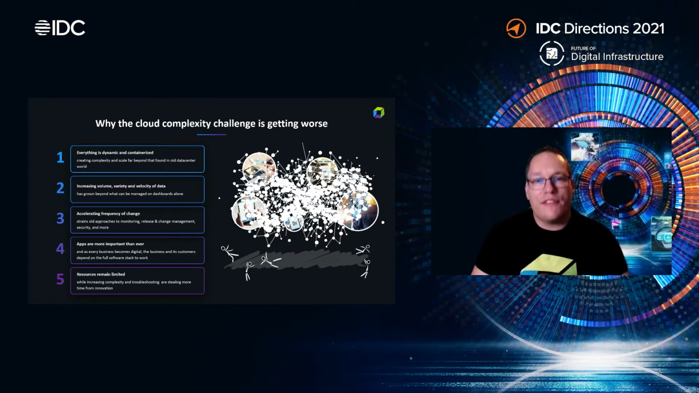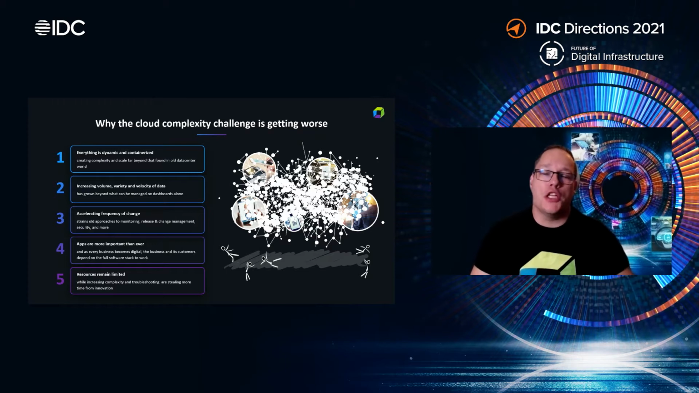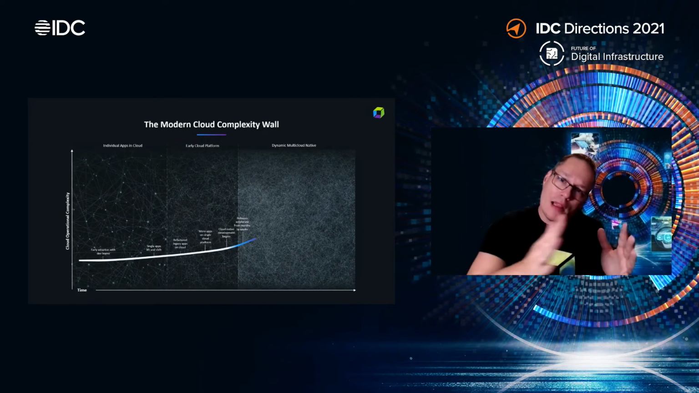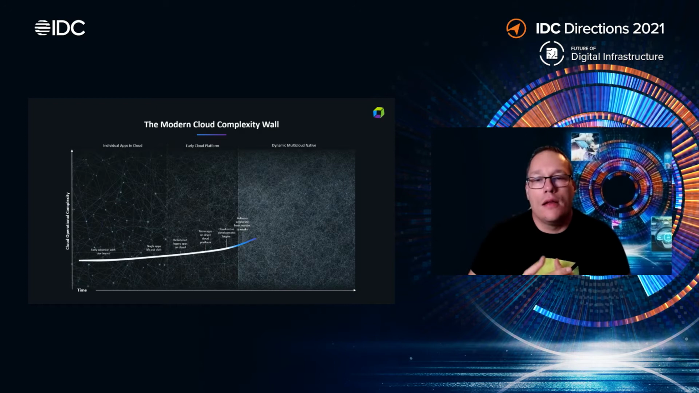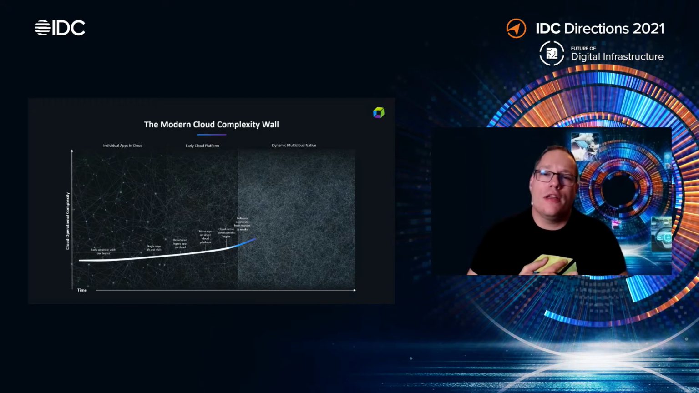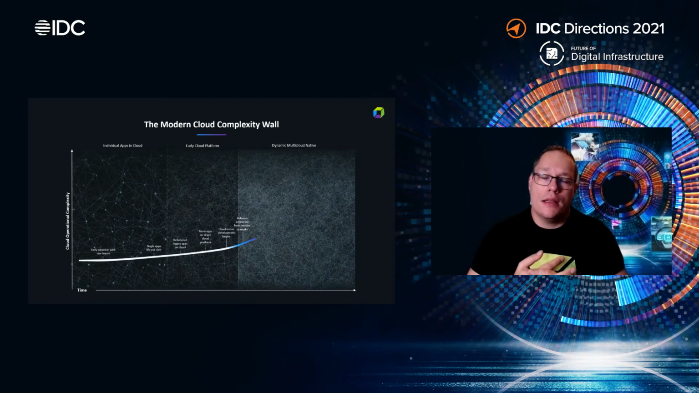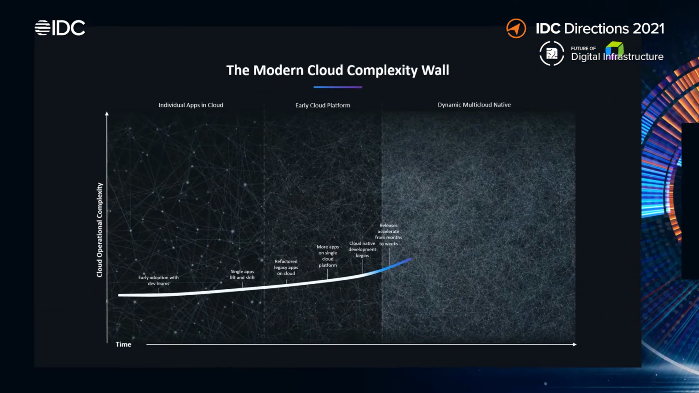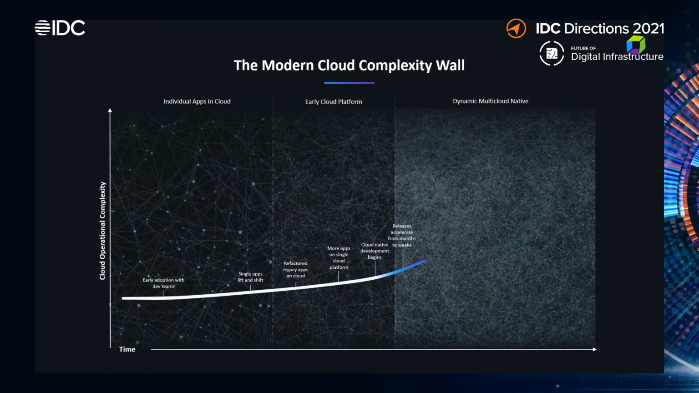Now, with those 5 things in mind, how complexity changes, if we try to put that a little bit more on a time scale, we are hitting what I call the cloud complexity wall. If you think about the early days, it was about individual applications that we brought into the cloud. It was very often early adopter teams. It was either less important applications or single applications that were very much isolated and could easily be either lifted and shifted or re-architected for the cloud.